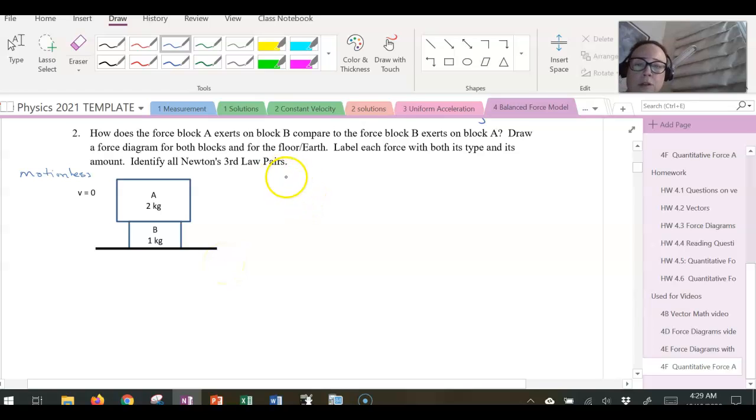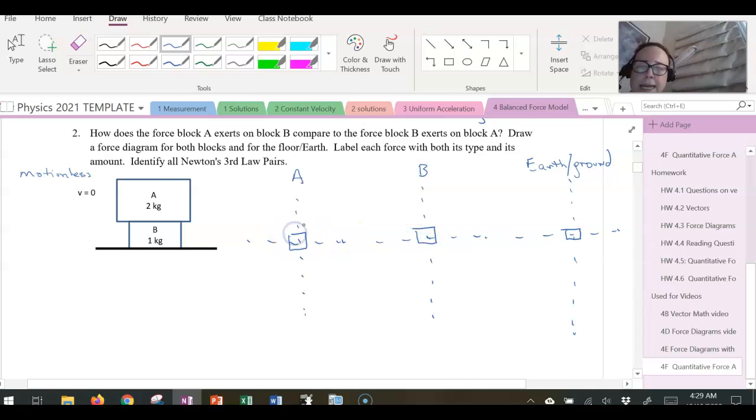Okay, so I'm going to do a force diagram for A, and a force diagram for B, and a force diagram for the Earth, which is really the same as the ground or the floor. Okay, so let's start with block A. I usually start with the weight. Block A has a weight because it has a mass.